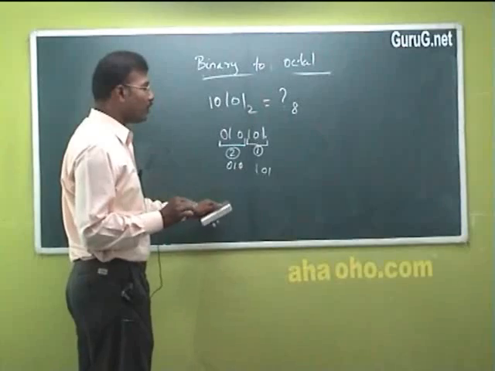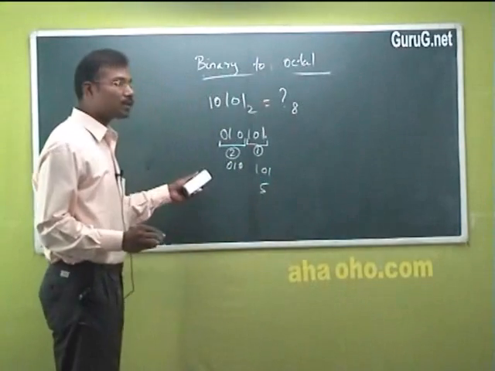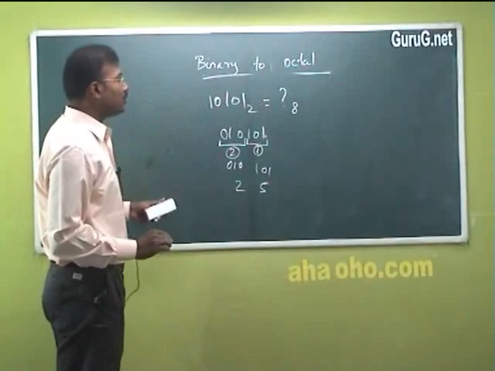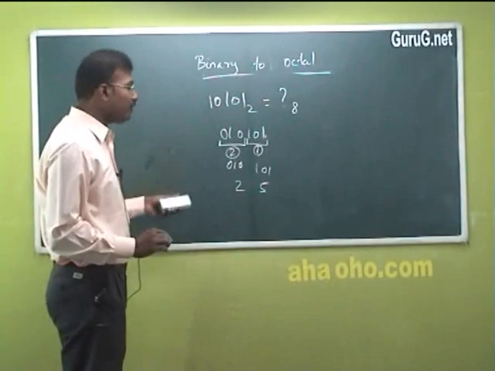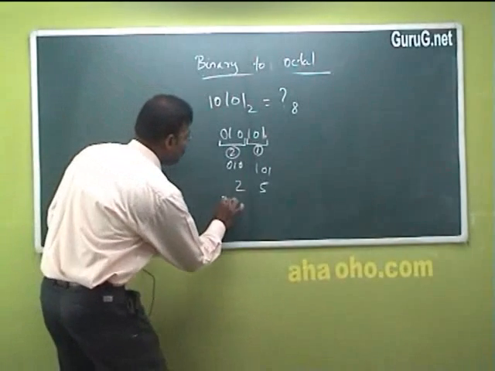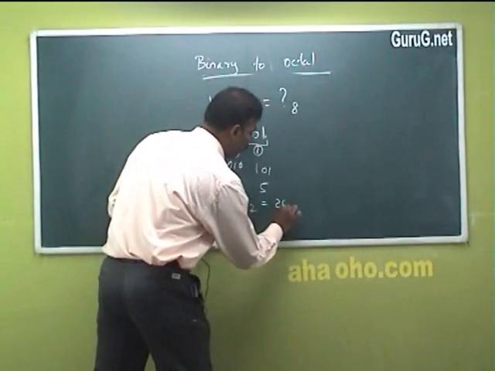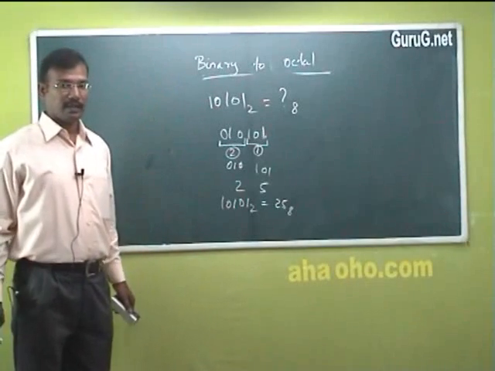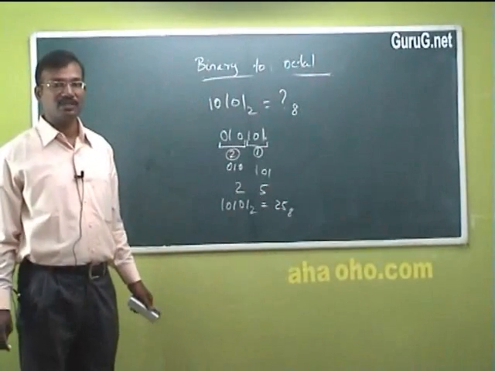What is the octal equivalent for 1 0 1? It is 5. What is the octal equivalent for 0 1 0? It is 2. So the value given as 1 0 1 0 1 in binary has the equivalent value 25 in octal. So you can write it like this: 1 0 1 0 1 in binary is equal to 25 in octal. This is how you convert binary to octal. Next we are going to see binary to hexadecimal, the next conversion we will discuss.